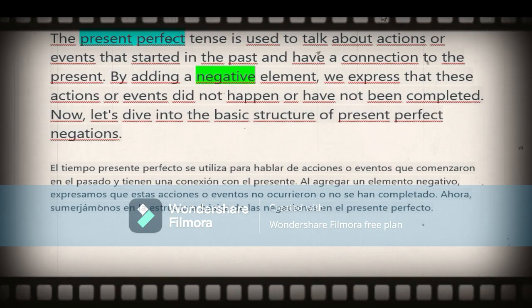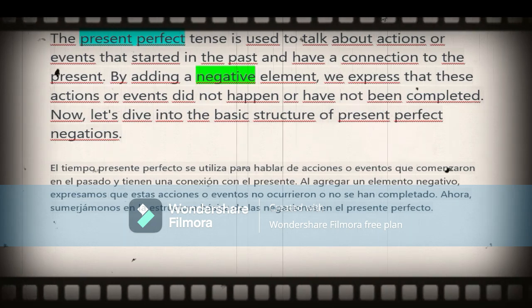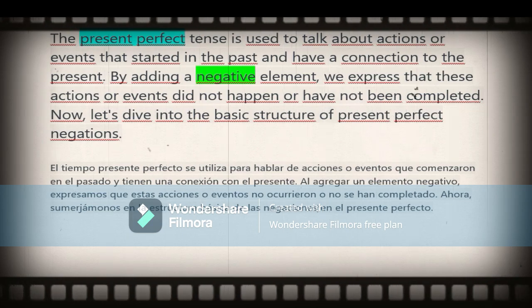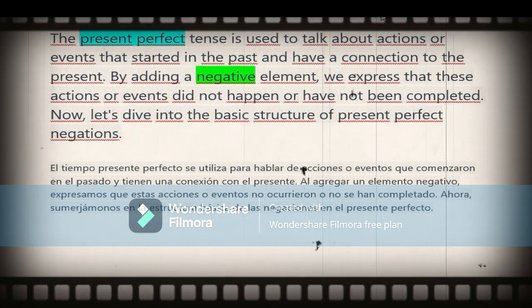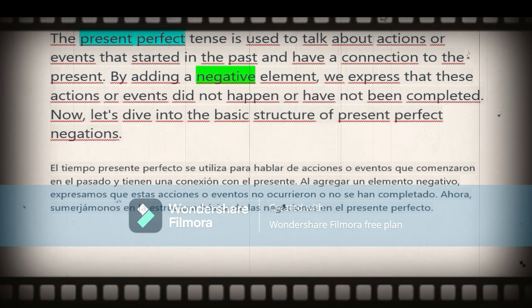Okay, so the present perfect tense is used to talk about actions or events that started in the past and have a connection to the present. By adding a negative element, we express that these actions or events did not happen or have not been completed. Now, let's dive into the basic structure of present perfect negations.